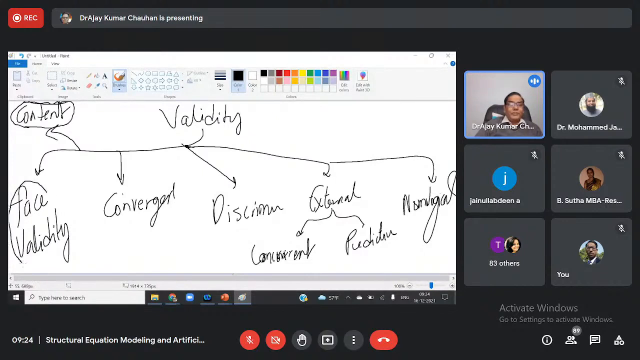Second thing, what is face validity? Face validity means whether your questionnaire statements are understood by the customers or not.